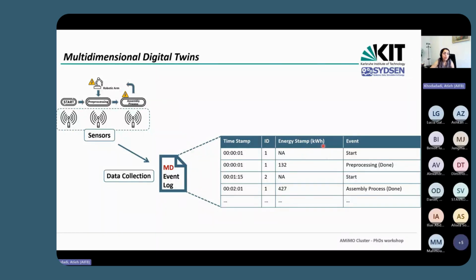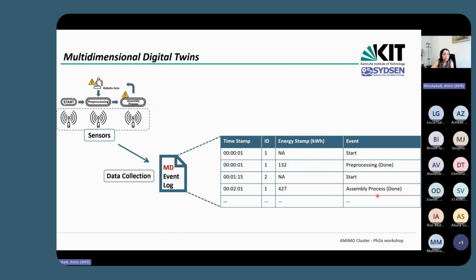So we have an energy stamp that mentions which event is included in the dimension of energy and how much energy it has consumed. For example, for the start event, we don't have any energy consumption. So we mention that here we don't need any sensor, or the energy is not consumed here. But for the second one, the pre-processing, because the robotic arm was in the idle state, from the time that it has been in this state to the time that it goes for pre-processing, we will measure the energy. So for example, it's 132.